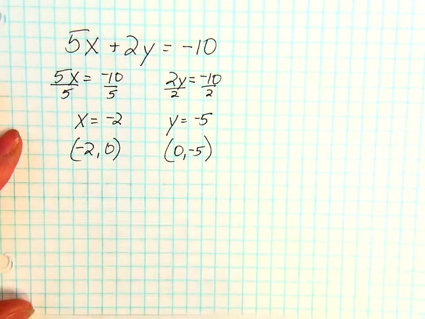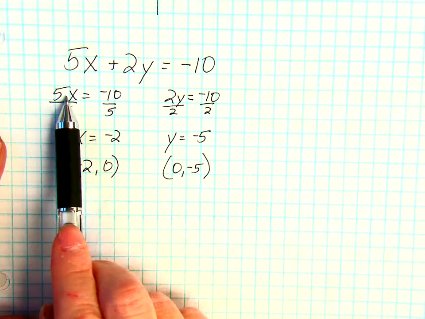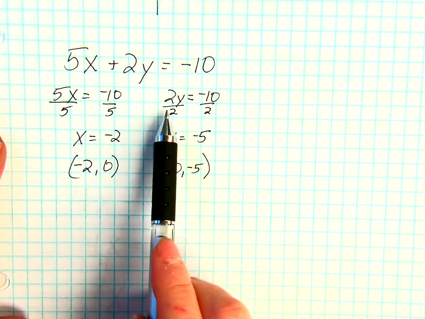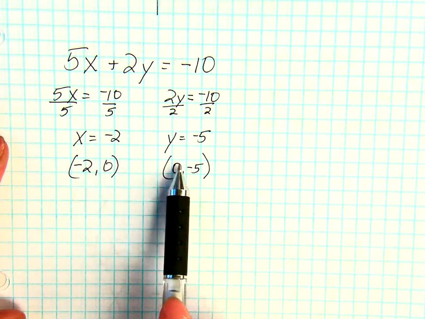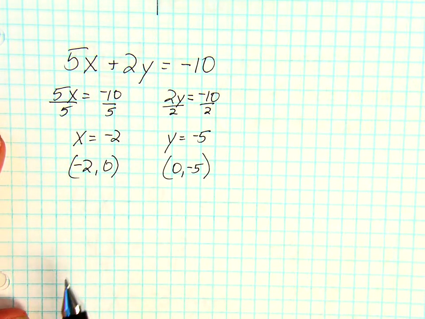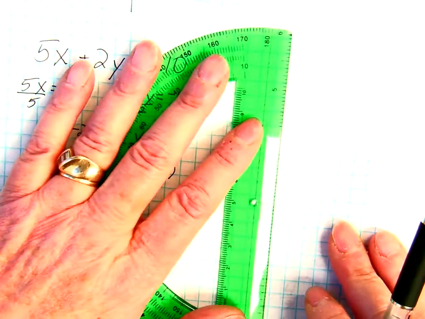Oh, you can't see any of that. Oh my gosh, and it was so good. There it is. There's all of the stuff that I did. Here's my 5x equals -10. Here's my 2y equals -10. Here's the points that I came up with. I mean, it was fabulous when I was doing it. I'm sorry you missed it.